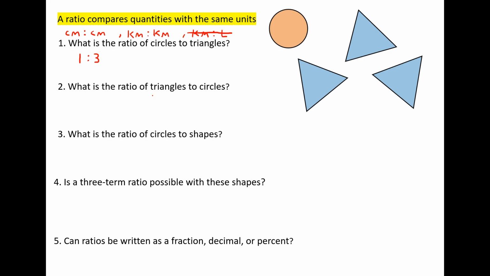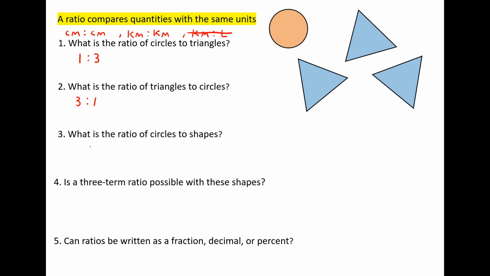Now for the second question, what is the ratio of triangles to circles? Because triangles came first in the sentence, I simply find out how many triangles I have first, then compare it to how many circles I have. So my ratio for this one would be 3 to 1. Notice how 1 to 3 is different from 3 to 1 because order matters. Because it's 1 to 3 because circles came first, then triangles came next. But for 3 to 1, triangles came first, then circles came next.